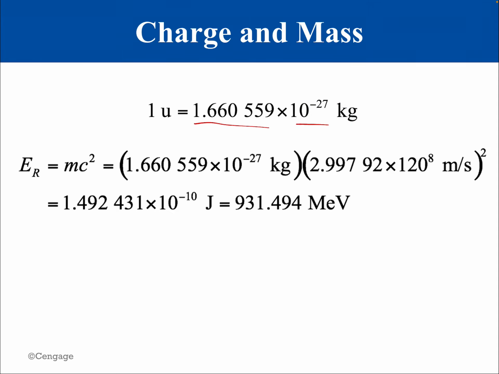All right, and then we can see that the rest energy of one atomic mass unit of mass is 931.5, we round to 4 significant figures, mega electron volts. So that's how much energy there is in one atomic mass unit, okay? And one atomic mass unit is about the weight of a proton.